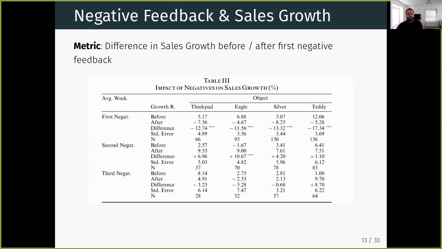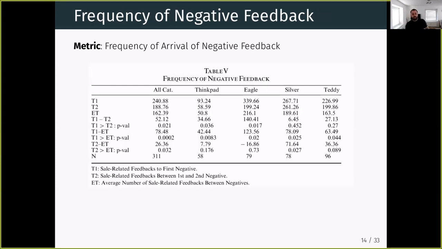The last metric that this paper talks about, which I think is important to understand, is the frequency that negative feedback arrives. So essentially, how long does it take for negative feedback to arrive? And after the first bit of negative feedback, do we see more, and do we see more negative feedback coming faster potentially than it was before? Again, this is really descriptive in nature.